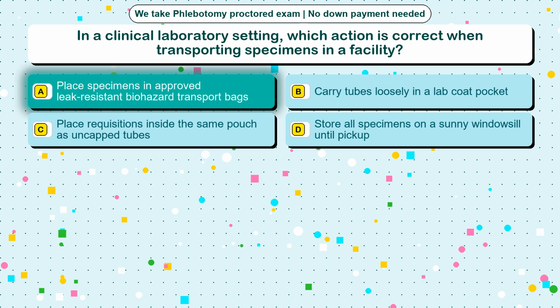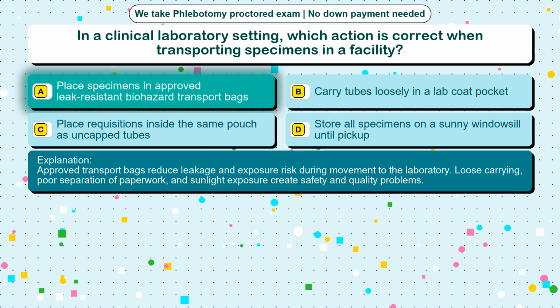The correct answer is option A. Place specimens in approved leak-resistant biohazard transport bags. Approved transport bags reduce leakage and exposure risk during movement to the laboratory. Loose carrying, poor separation of paperwork, and sunlight exposure create safety and quality problems.